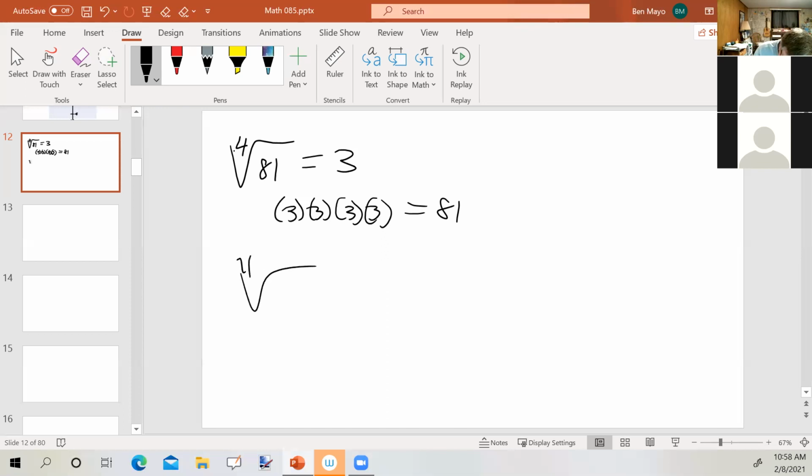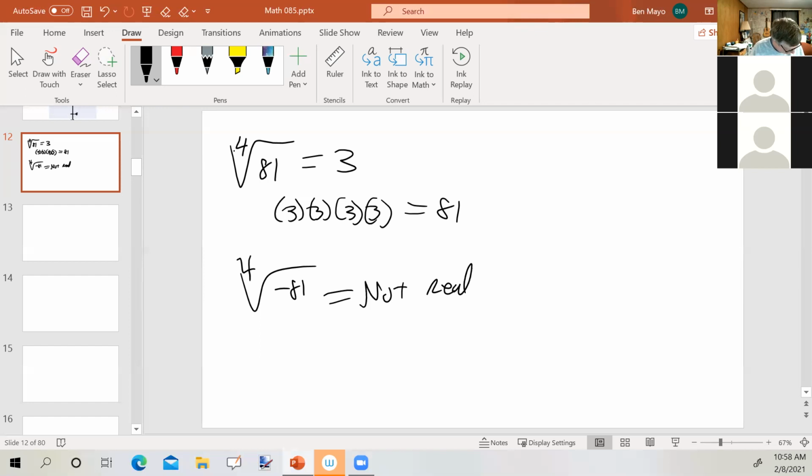How about the fourth root of negative 81? Would that be negative 3? No. It would be not real because you can't take an even root of a negative number.